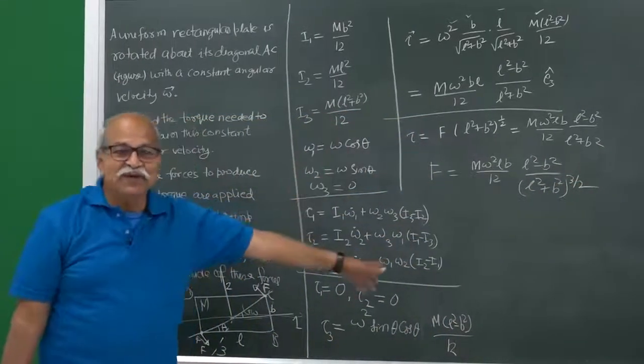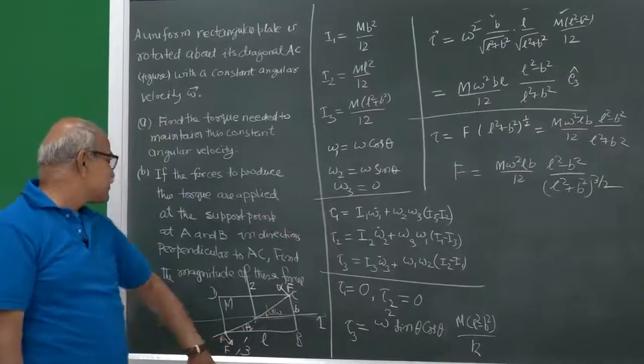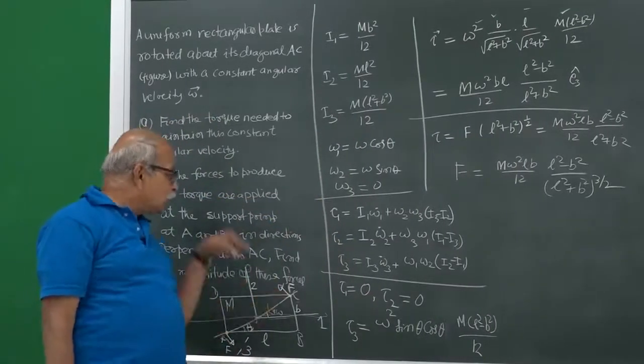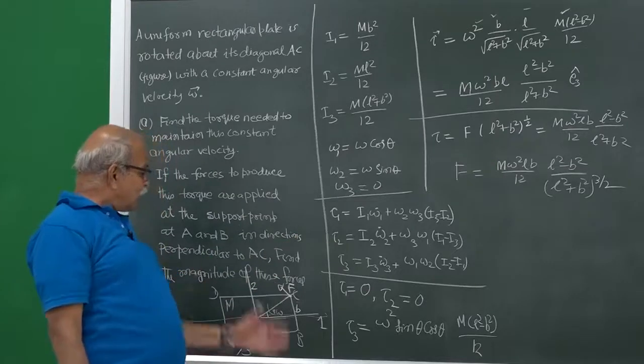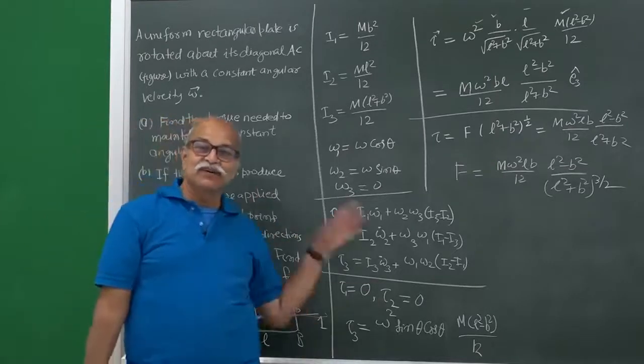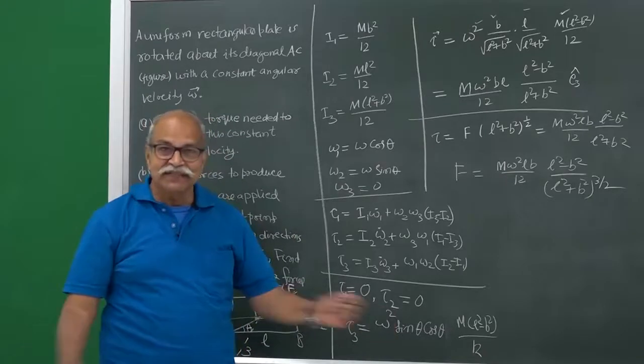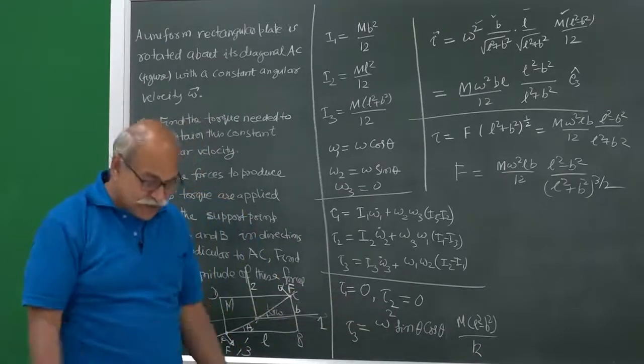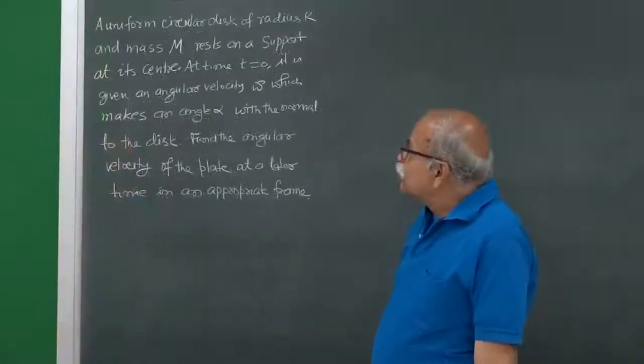So, this much force you have to apply here, and this much force you have to apply here to get that torque, to maintain this uniform angular velocity of this rectangular plate about the diagonal. Let us take the next question. So, here is another problem.